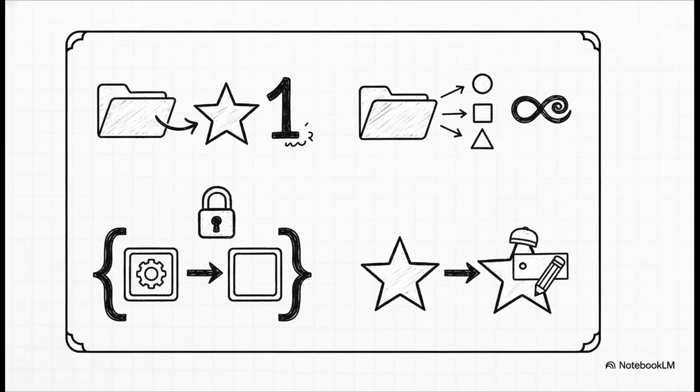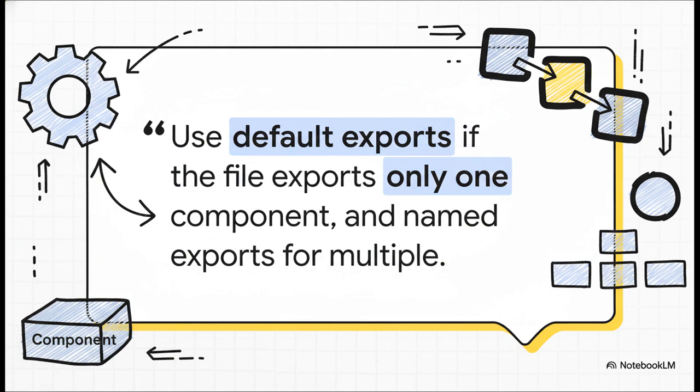The rules here are super important, so listen up. A file can have only one default export, just one. But it can have as many named exports as you want. And when you import a named export, that name inside the curly braces has to match exactly. With a default import, though, you can actually rename it to whatever you want right there in the import statement. Super flexible.